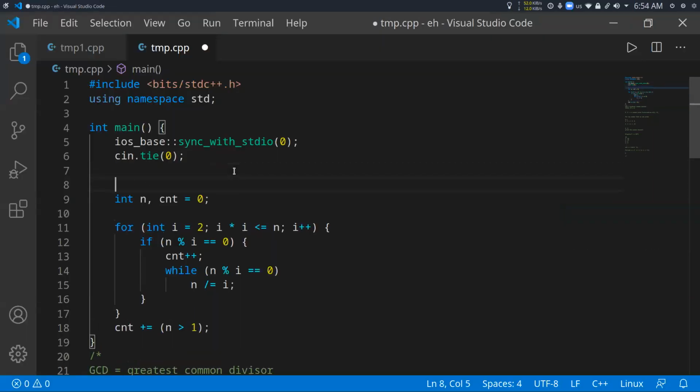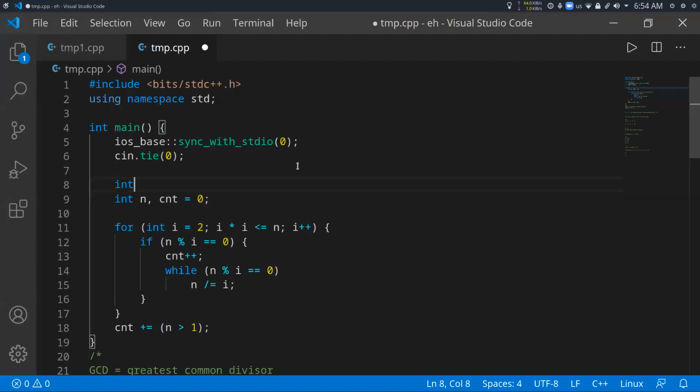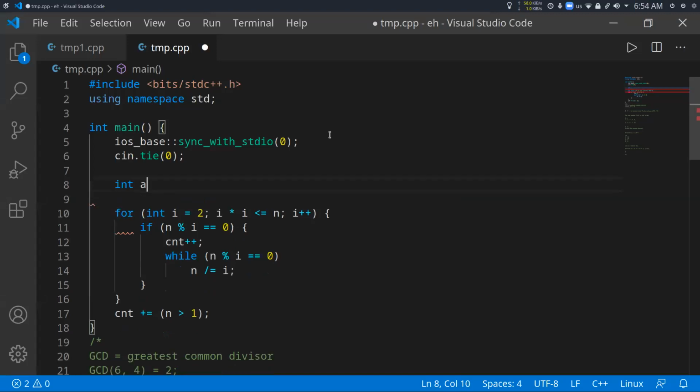I didn't take the input yet. Okay, so here I'll check the problem again. A and B. Okay, so let's remove this. int a, b.